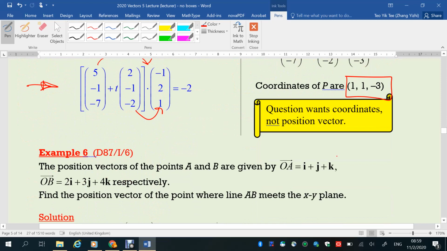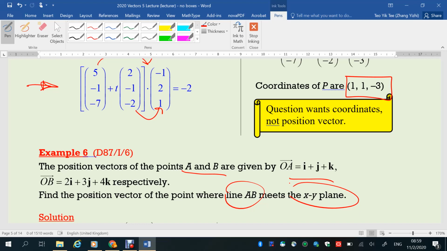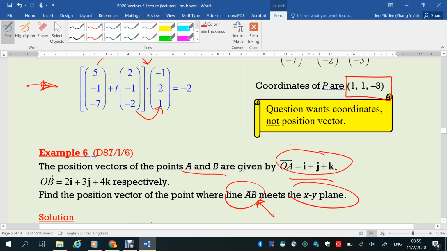Next example, I have given to you two points or two position vectors, OA and OB. So the question now is, find the position vector of the point where the line AB meets the XY plane. This kind of question, you need a few more steps. Now, I don't give you the equation directly. So the first thing you must do is find the equation of the line AB. Chapter 4 skills have to be activated. How do you write down an equation of a line if I were to give you two position vectors?